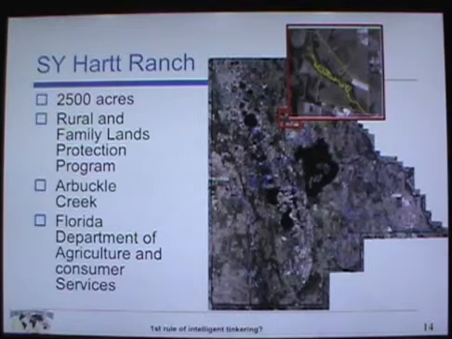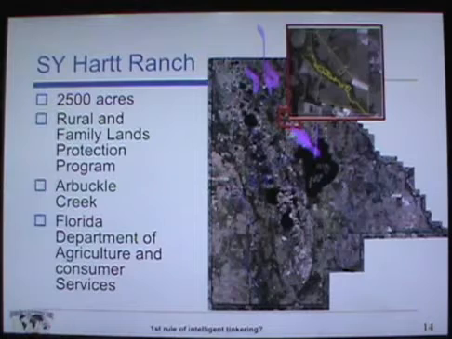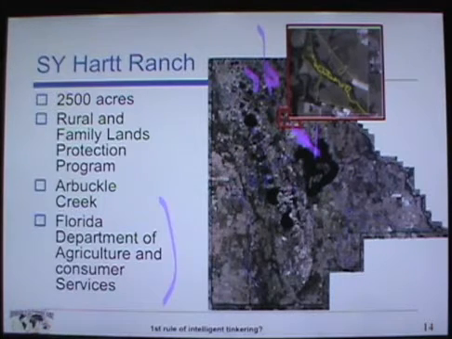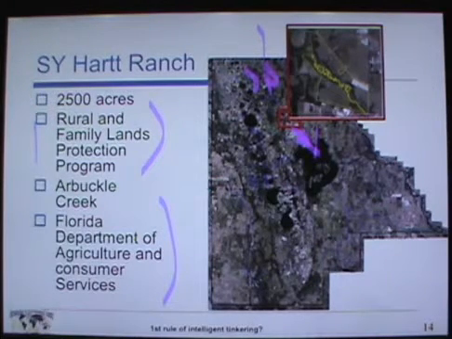S.Y. Hart Ranch. And that ranch happens to be located here. Arbuckle Creek flows out of Polk County, flows down and flows into Lake Istokpoga, about right there. But there are several other locations up and down Arbuckle Creek where there are wetland protections, wetland conservation areas. This one was put in place by the Florida Department of Agriculture and Consumer Services. 2,500 acres, relatively small, relatively modest, but still very important. I mean, that's still a lot of land. Rural and Family Lands Protection Program of the state of Florida, right there.